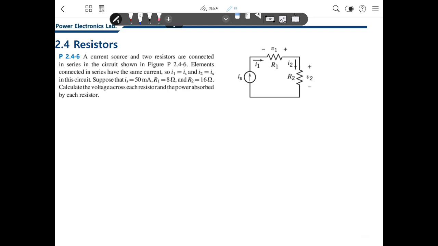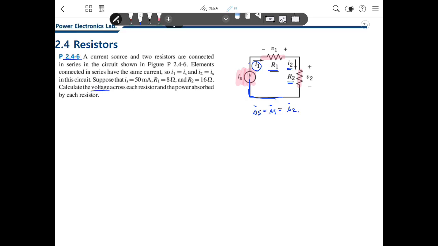This is another example, the 2, 4, and 6. In this case, the source is a current source here, and the resistors are connected in series. Because this is one path, the current I1 is the current flowing through R1, and I2 is the current flowing through R2. The path of IS, I1 and I2 is the same, so IS is the same as I1 and I2.